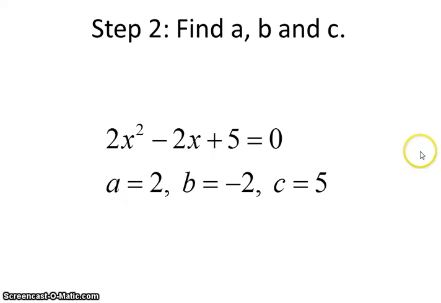So now it's best to go ahead and write your three values out on paper. So I'm going to say a equals 2, b equals negative 2, and c equals 5. If you don't do this and you start plugging in your quadratic formula, you might miss a minus sign, so it's always nice to write it out so that you can see what each value needs to be.